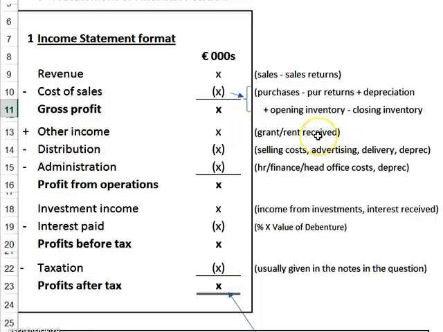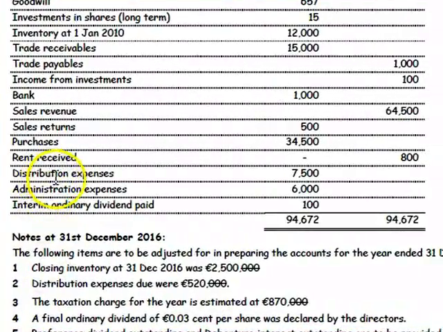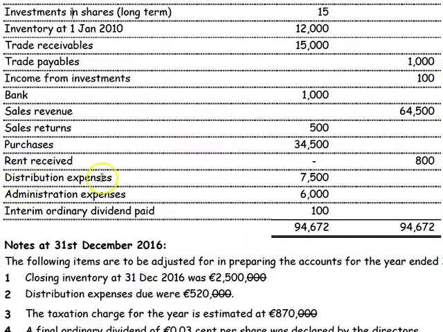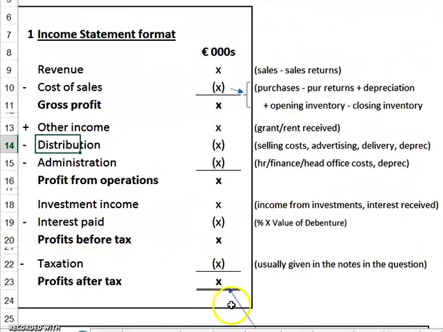Other income, we're looking for things like grant, rent received. Distribution. In most questions, in any questions we'll be doing, the trial balance will have already collated the type of accounts that go into distribution, such as these, into one account called distribution. So if we look back at the question in the trial balance here, there are distribution expenses 7.5 and admin 6. So that'll already have been done for you. But these are the type of costs that go into these.